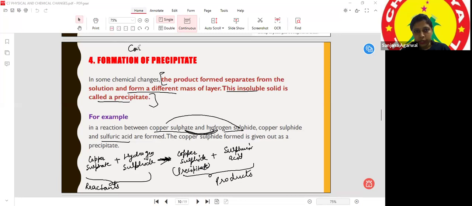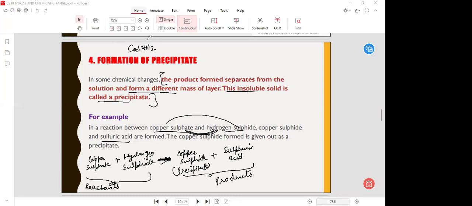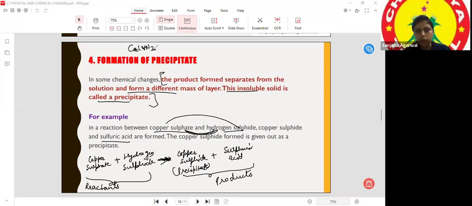Ca(OH)2, Ca(OH)2. This was the substance which is now accumulated. I sent one example in the chat. Just hold on, first let me write this. When you mix this with carbon dioxide gas, what are you going to get? You are going to get calcium carbonate, which is a precipitate.